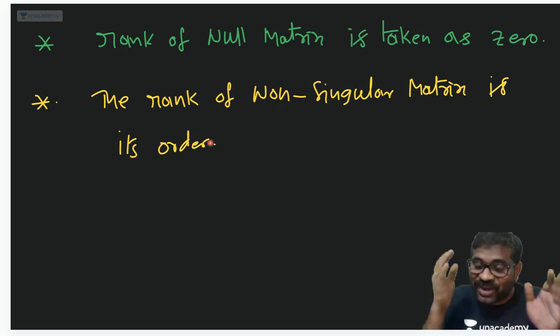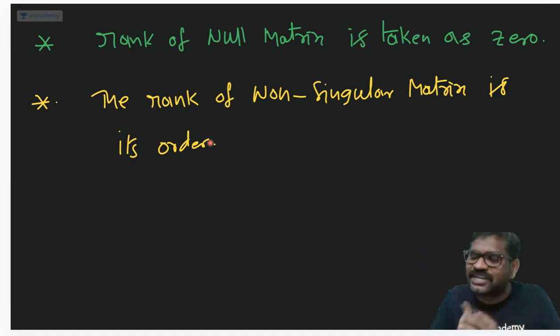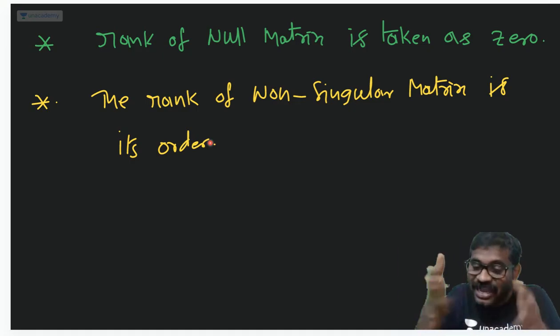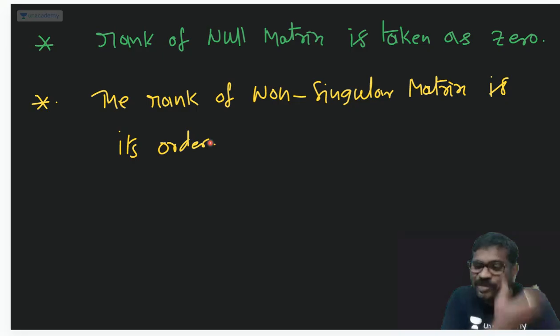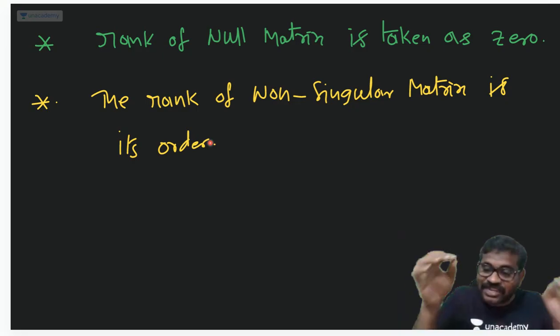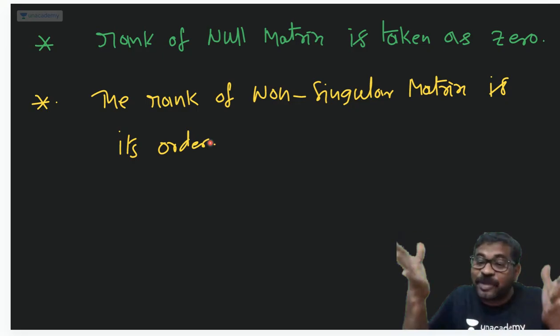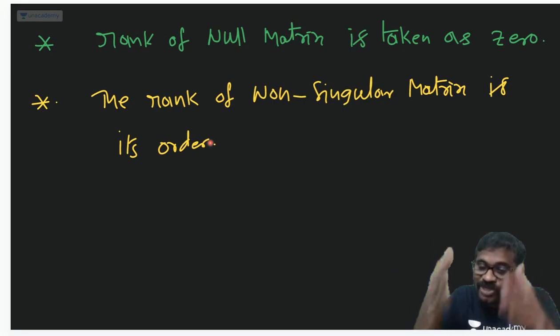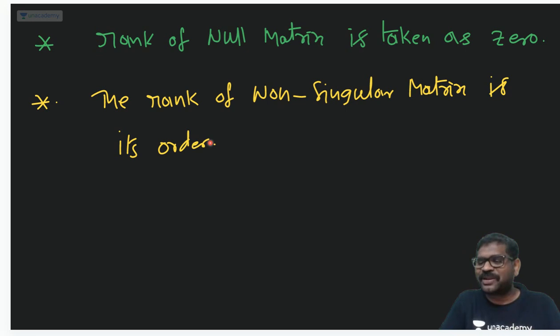Rank of a non-singular matrix is its order. What is the reason? Janki, determinant non-zero. Yes, determinant is non-zero. Please remember, determinant is the highest possible minor here, because our matrix is a square matrix. If the highest possible minor is non-zero, rank is its order. Simple. Sir, why is determinant non-zero?